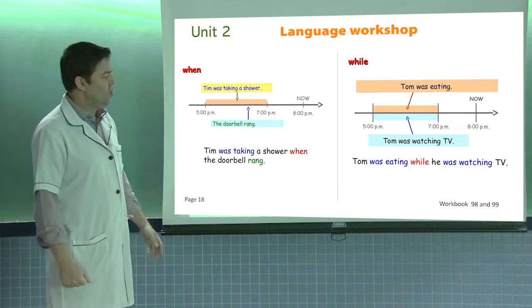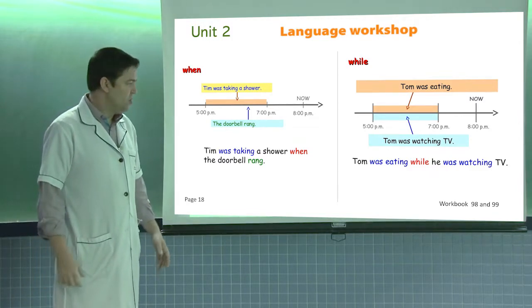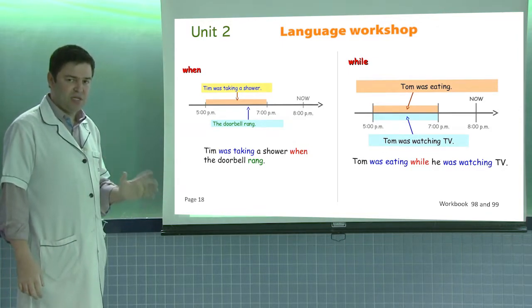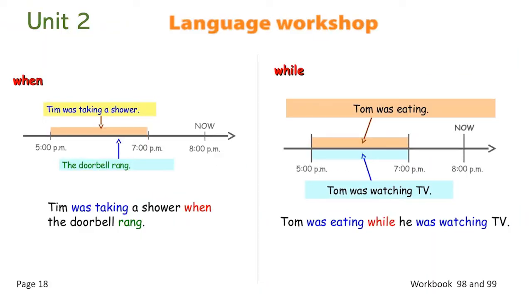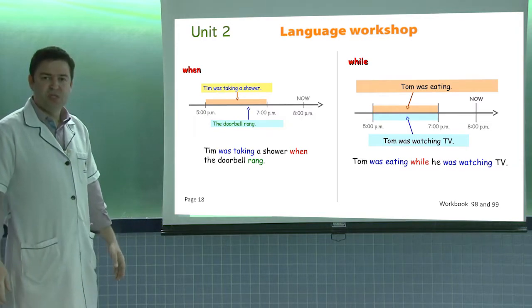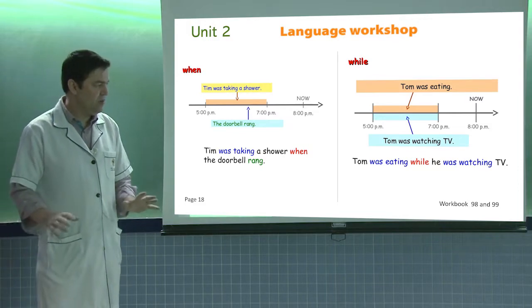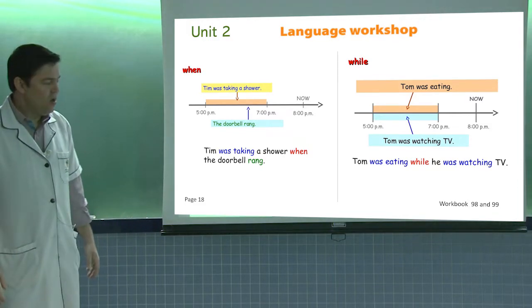Tom was eating while he was watching TV. So eating and watching were happening at the same time. Okay? Different from this one. Sometimes it can be at the same time, but one action will interrupt the other action, okay? So when I'm using when, Tim was taking a shower when the doorbell rang, so one action stops the other action from continuing, right? Okay, that's what you have to know about when and while.